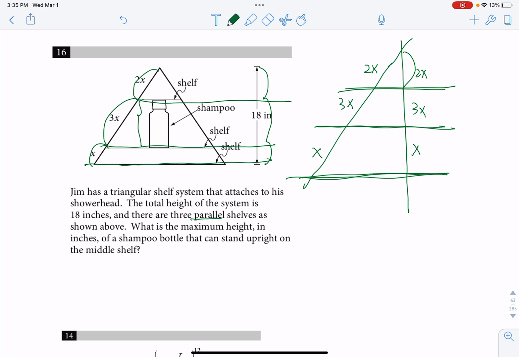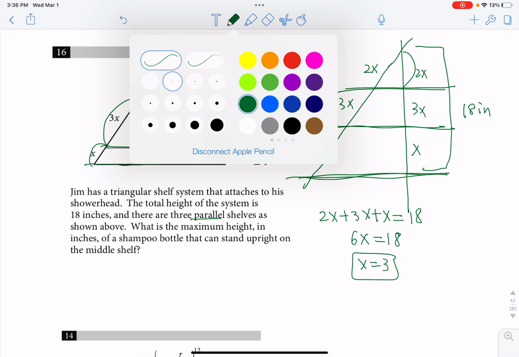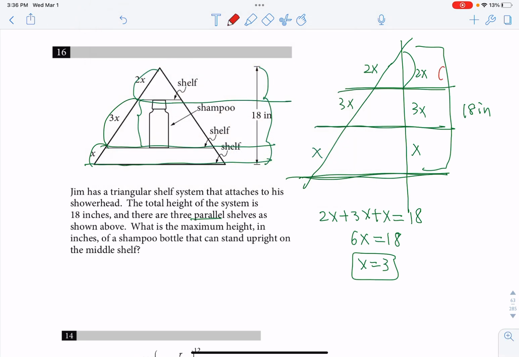So if it is a 3x here, the total length represents 18 inches. So I will say 2x plus 3x plus x will represent 18 inches. Then 6x will be 18, x will be 3. You can put the x value into each x here. So in that way, 2 times 3 will be 6, and 3 times 3 will be 9, and 3.